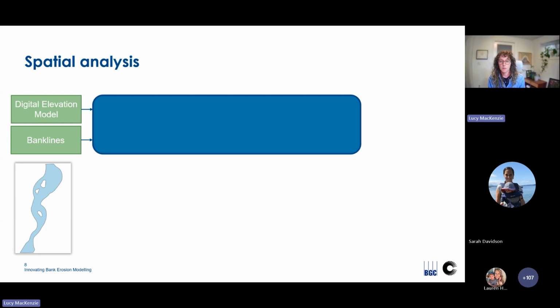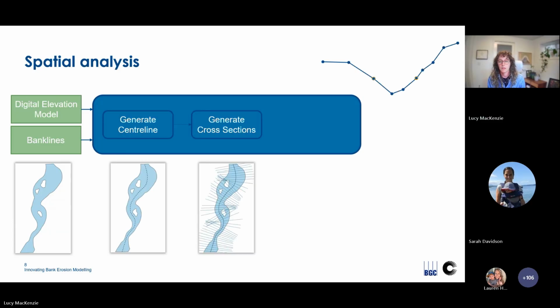Spatial analysis within the model is important, as it's the means by which we actually take a real river and break it down in a way that we can model bank erosion along its length. The two main inputs to the spatial analysis are the terrain in the form of a digital elevation model and the delineated bank lines of the river. Although the model can ingest predetermined cross-sections, it also has the ability to automatically generate them based on a center line created from the input bank lines, which is a feat that is actually more complex than one would initially presume.